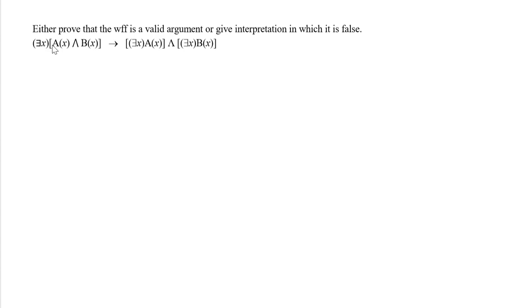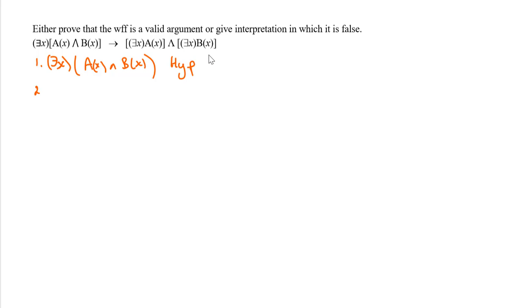There exists some x that will make A of x true and B of x true. And if this hypothesis is true, this implies that there exists x, A of x, and there exists the same x that makes B of x true. So it looks like it is valid and we're just going to try to prove it. So number one here, we're going to write the hypothesis that there exists x, A of x and B of x, both of them are true. And this is the only hypothesis.